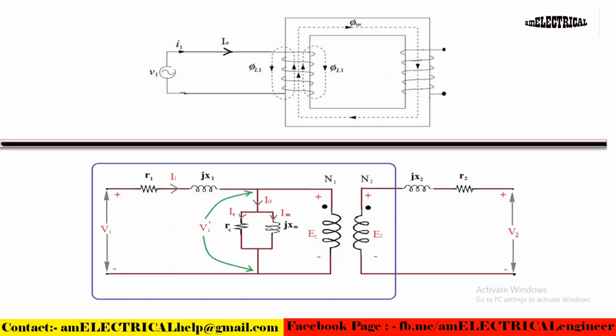Here I1 equals I0. But in case of an ideal transformer, we have seen that this I1 was equal to I mu or Im because IC was absent. And in full load, we will see that this I1 will be the phasor sum of I0 and I1 dash. Here I1 dash is not mentioned, you will see it in the full load case.